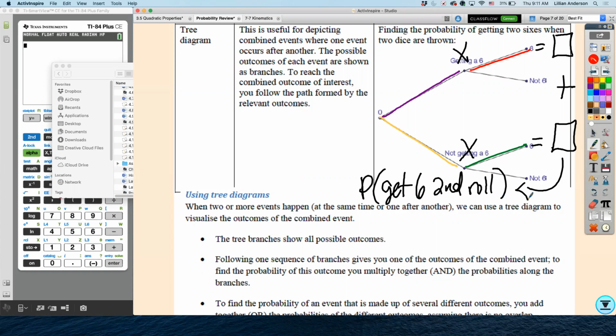What is the probability of getting a 6 if you roll it? 1 out of 6. What about when you rolled it the second time? 1 out of 6. Those are called what type of events, where one has no effect on the other? Independent. What's 1/6 times 1/6?